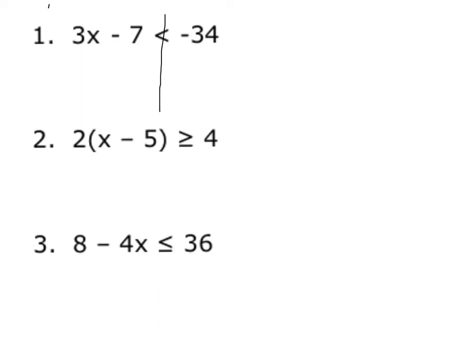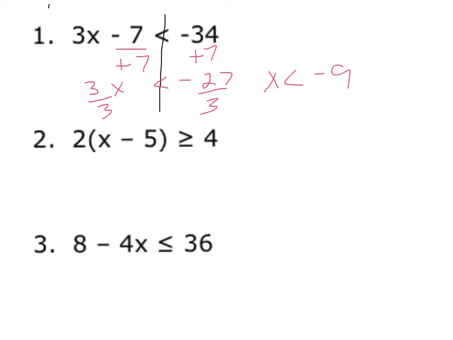So let's add 7 to both sides. And we are going to be left with 3x is less than negative 27. And we will divide by 3. And we get x is less than negative 9.